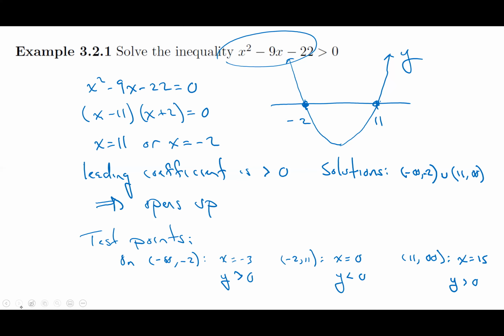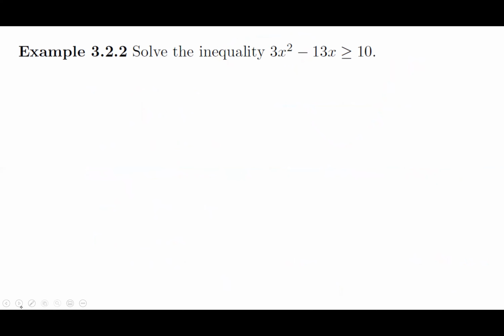Let's look at another one. 3x squared minus 13x is greater than or equal to 10. So here, what I want to do is subtract 10 from both sides, and we get this. And then we can try to factor this again. I think a minus 5 and a plus 2 is going to work. And so x is negative 2/3, or x is 5.